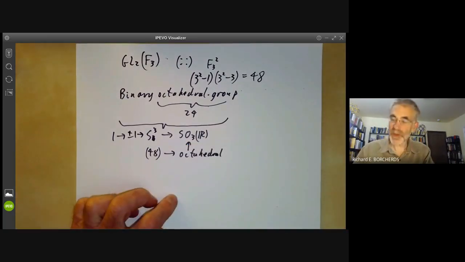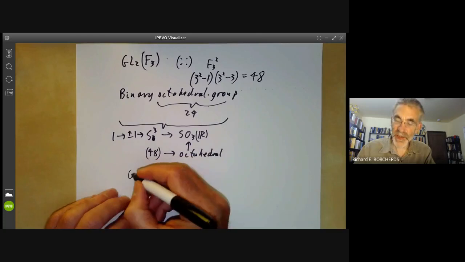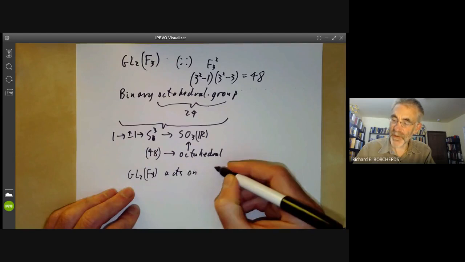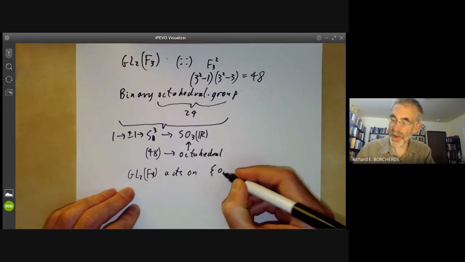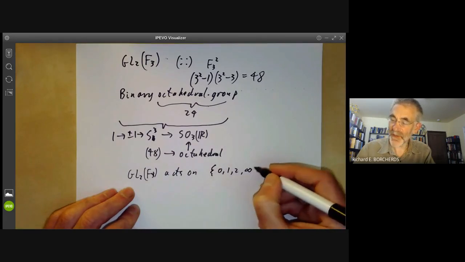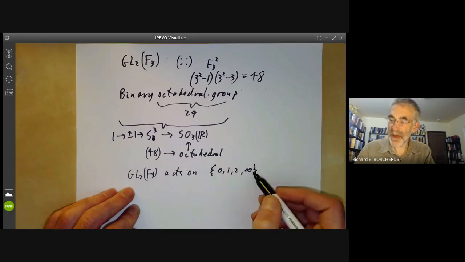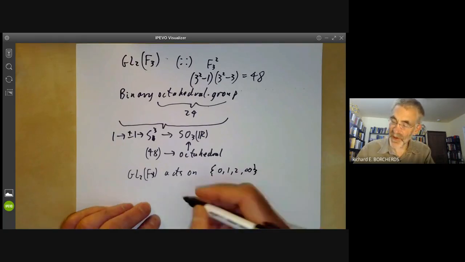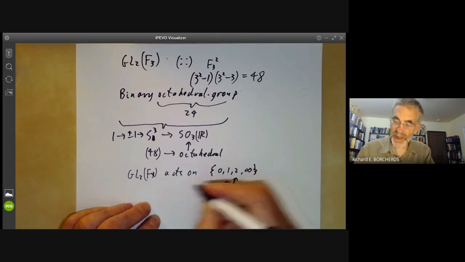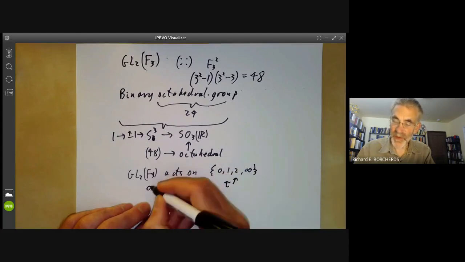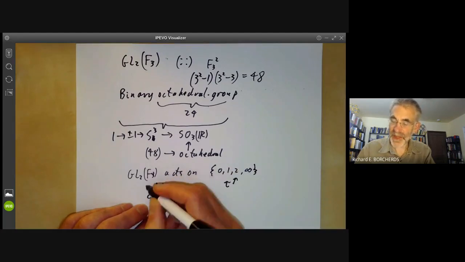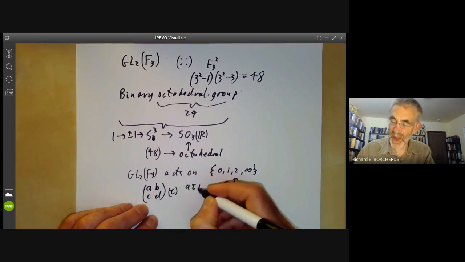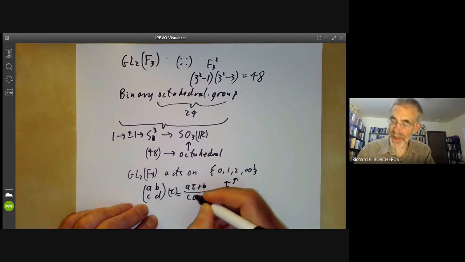Now, both of these groups are quite similar. For instance, GL2 of F3 acts on a set of 4 points, which I'm going to take to be 0, 1, 2, and infinity. So this is the projective line over the field with 3 elements. And the action is given as follows. If tau is one of these 4 points, and we've got an element A, B, C, D, then ABCD of tau is going to be (A tau plus B) over (C tau plus D).